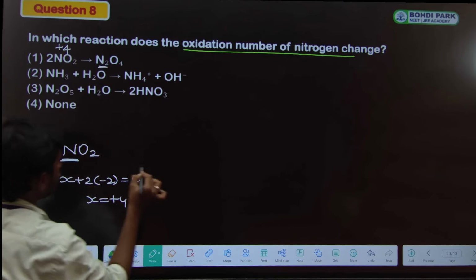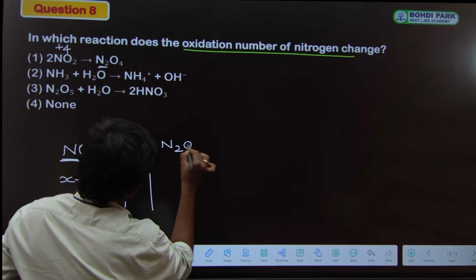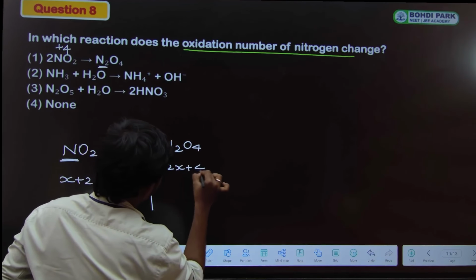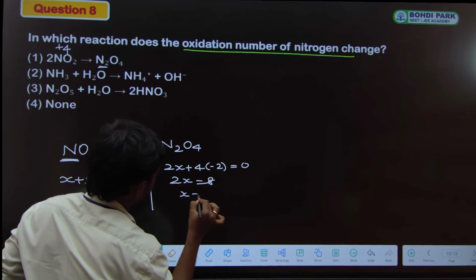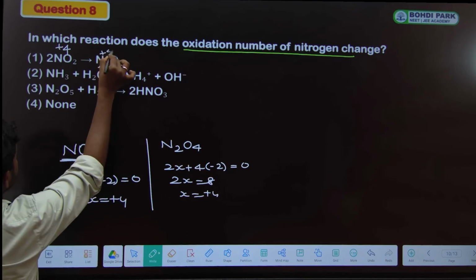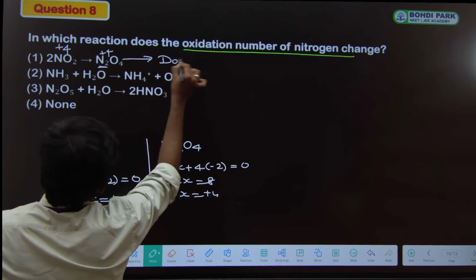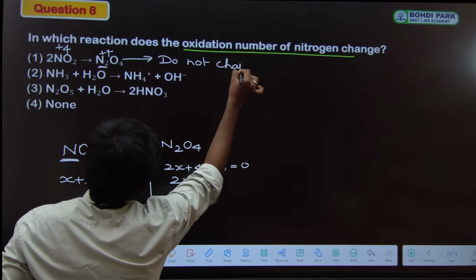Here N2O4. 2x plus 4 into minus 2 is equal to 0. 2x is equal to 8. x is equal to 4. So the oxidation number does not change.